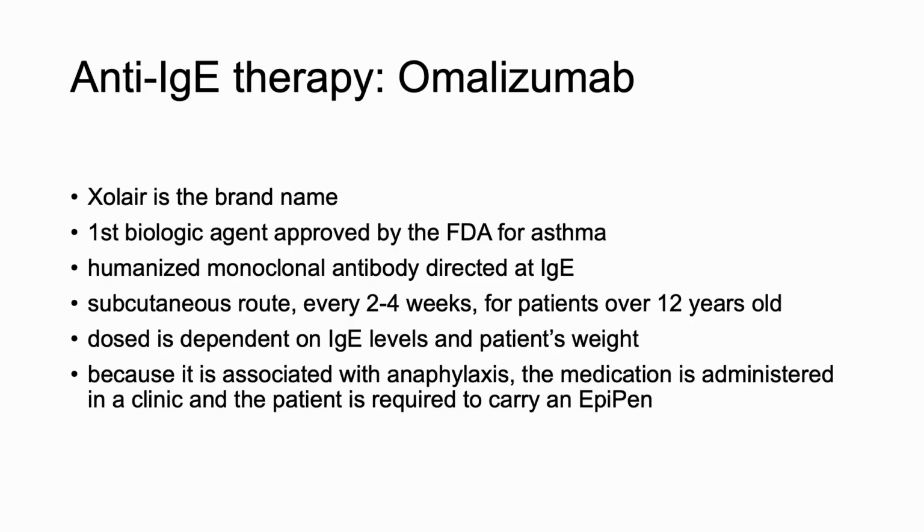Xolair is the brand name. It's the first biologic agent approved by the FDA for asthma management. It's a humanized monoclonal antibody directed at IgE. It's given by subcutaneous route every 2 to 4 weeks for patients over 12 years old. It is dose dependent on IgE levels and the patient's weight. Because it is associated with anaphylaxis, the medication is administered in a clinic and the patient is required to carry an EpiPen.